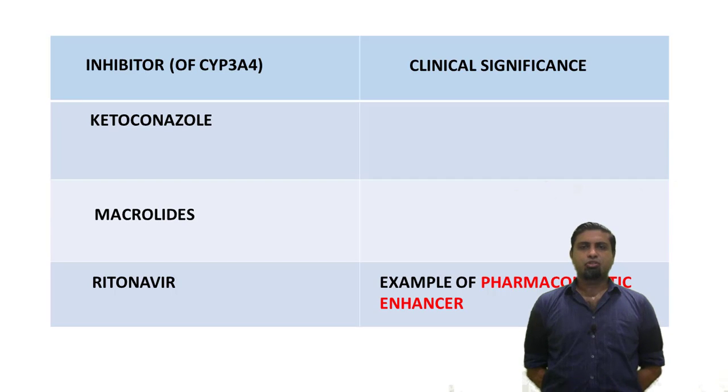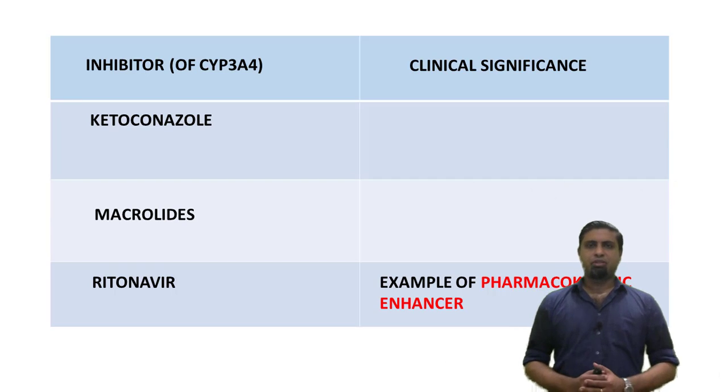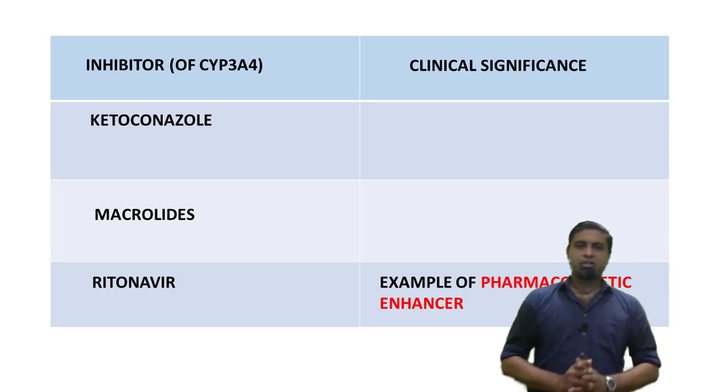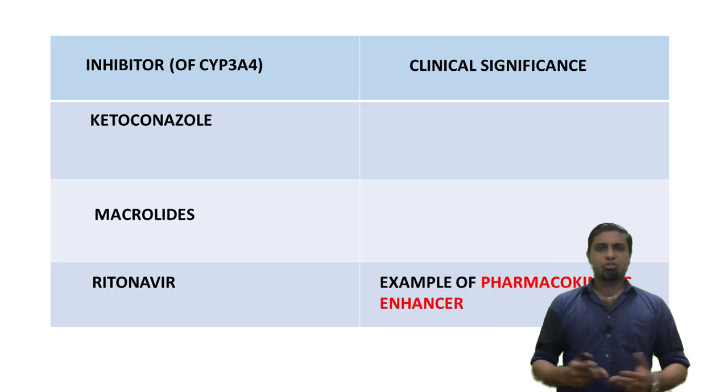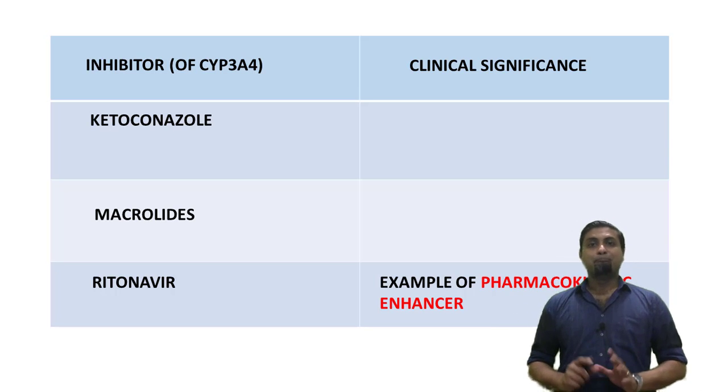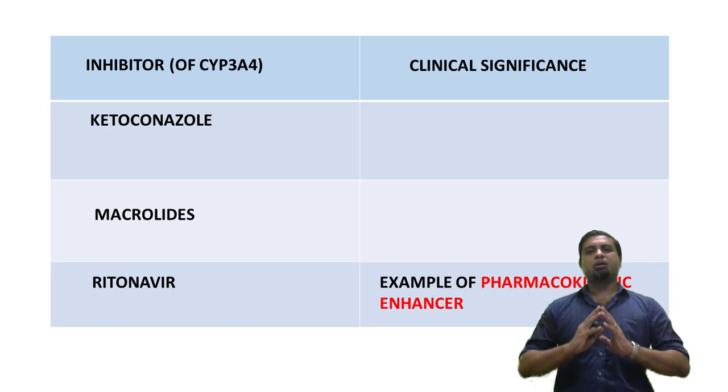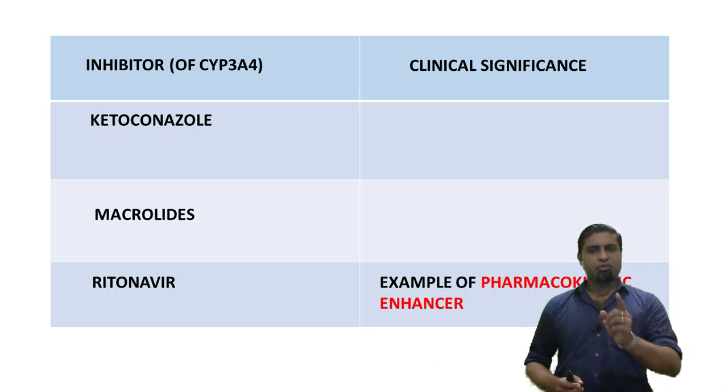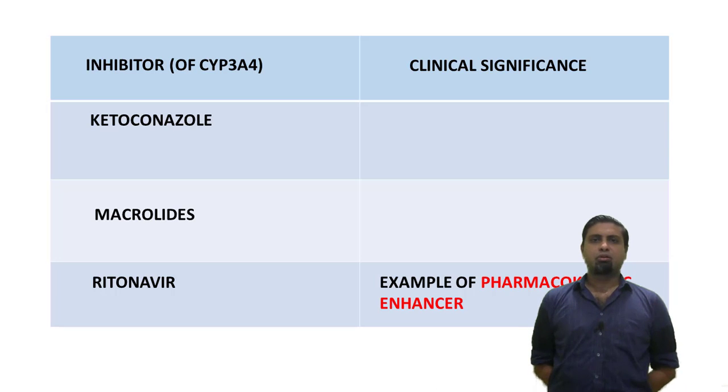So there are plenty of drugs which act as inhibitors of CYP3A4. Some of the more important examples include ketoconazole, which is an antifungal drug, macrolides, which are a group of antibiotics, and a very important drug called ritonavir, on which we should focus our attention now.